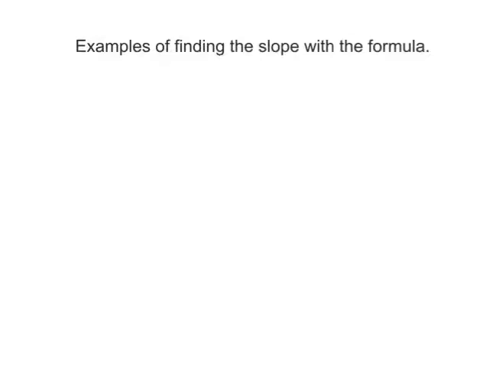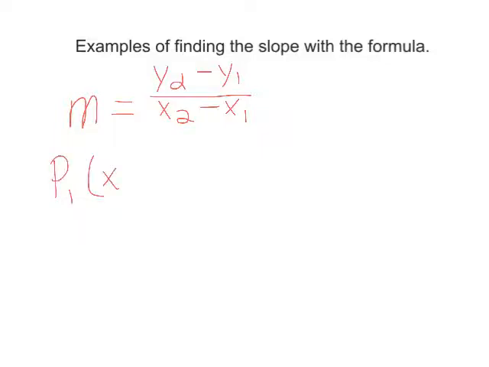In this video, we're going to take a look at some examples of finding the slope of a line with the formula for slope. That formula looks like this. M is equal to y sub 2 minus y sub 1 over x sub 2 minus x sub 1, where you have 2 points. Point 1 would be x sub 1, y sub 1. And point 2 would be x sub 2, y sub 2.